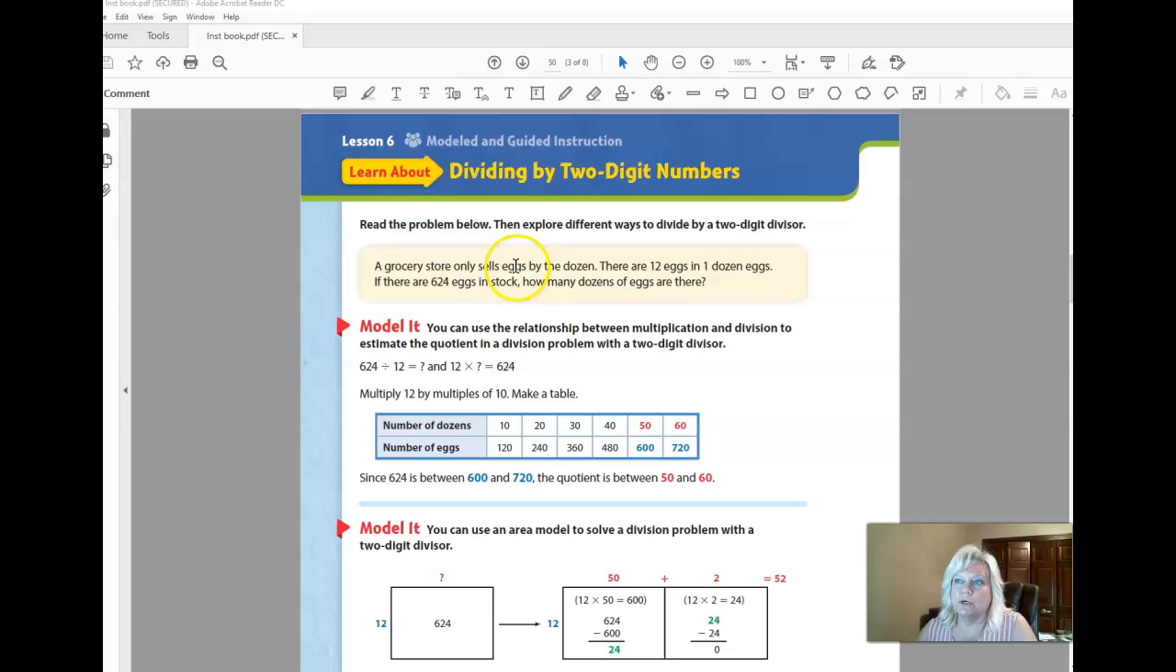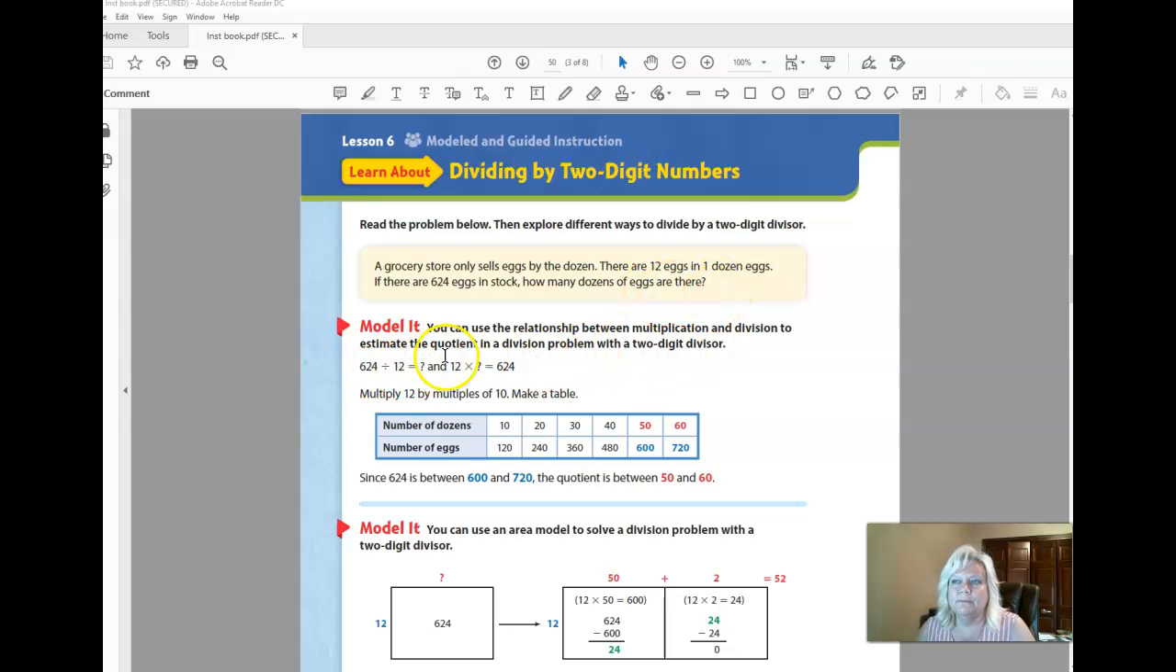A grocery store only sells eggs by the dozen. Okay, so we've got to know that word dozen. There are 12 eggs in 1 dozen. So think of your egg cartons that we get from the store. That's a dozen eggs or 12 eggs. If there are 624 eggs in stock at the grocery store, how many dozens are there?